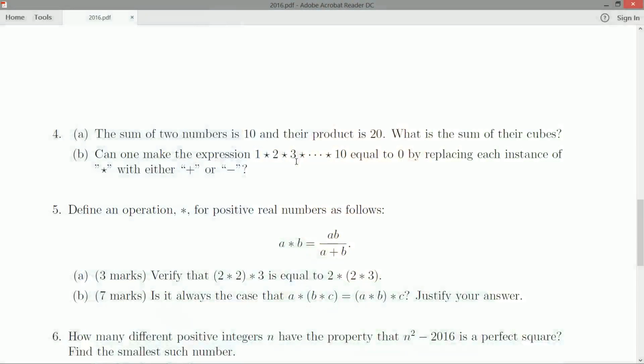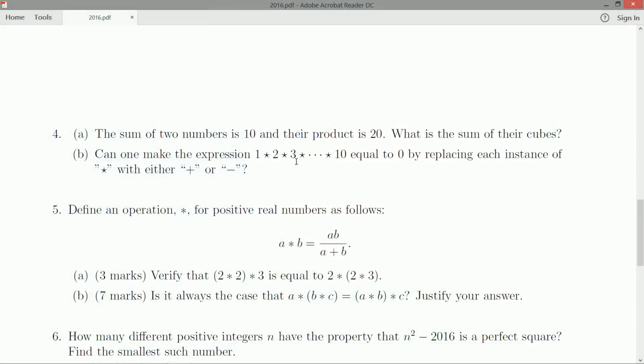Hello everybody and welcome back to question number 4 on the 2016 MMC, or Manitoba Math Competition. So we just took a look at question 3, now we're on to question 4. We're getting our way through this contest, and let's see what question 4 has to offer.